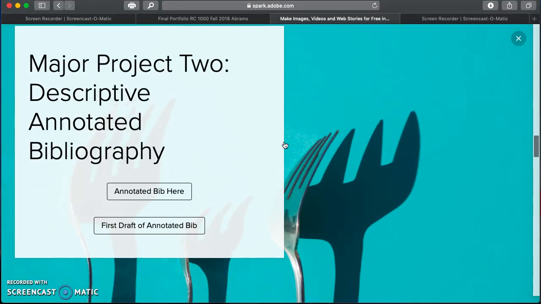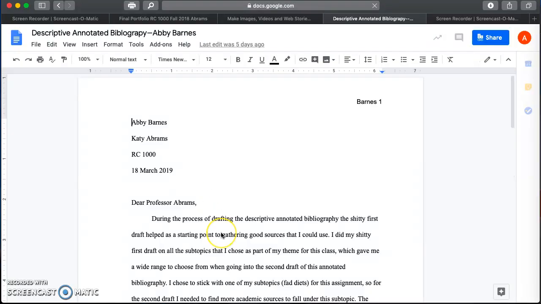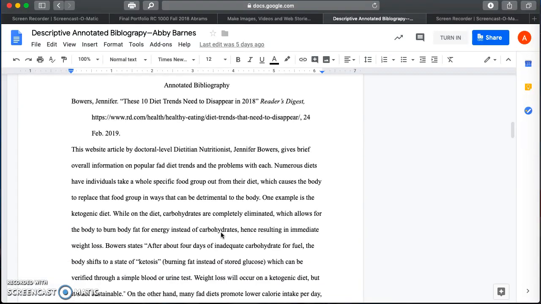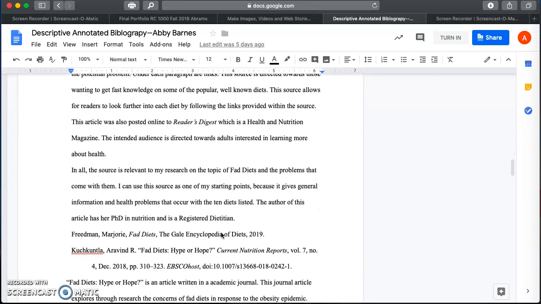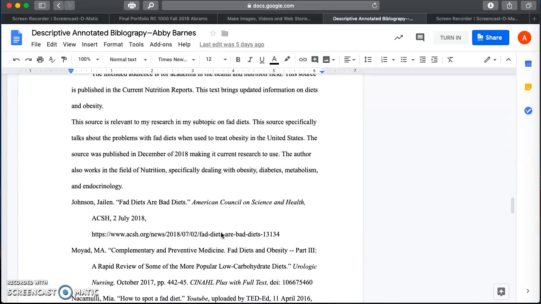So my second project that I included was Major Project 2, which was the descriptive annotated bibliography. My annotated bibliography included sources that mainly went along the fad diet subtopic. I used most of these sources in my Project 3, which was the infographic, so it was helpful to get a collection of sources and things about them.